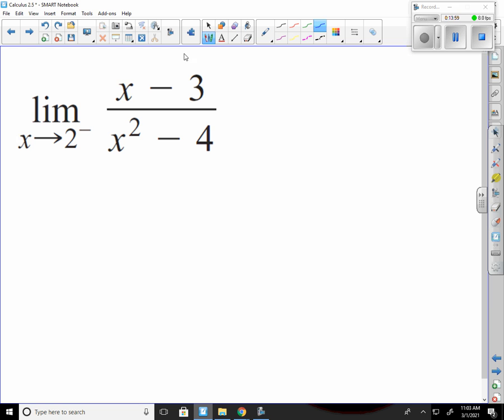If I look at the very same thing from the left-hand side, we can plug in, starting with 1.9, not 2.1, because we're coming from the left. Plug in 1.9. This factored out the exact same way, because it's the same problem. Plug in my 1.9. 1.9 minus 3 is going to give me negative 1.1.